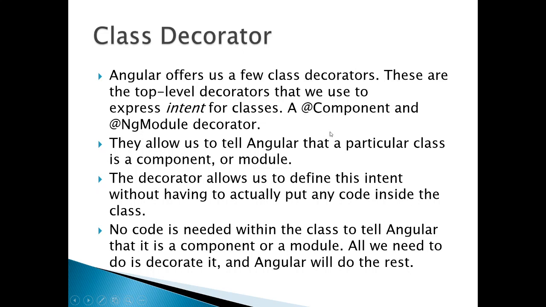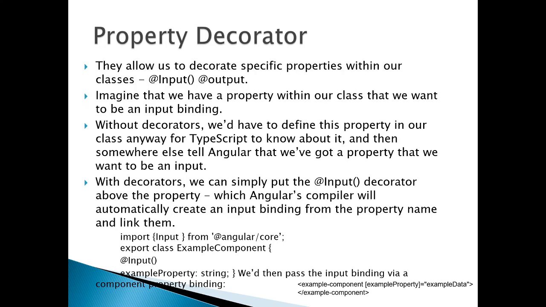@NgComponent is used with any component class, and @NgModule is used with the module type of class. They allow us to tell Angular that a particular class is a component or a module. The decorator allows us to define this intent without having to actually put any code inside the class. So we haven't written anything in the class, but we told Angular that these are the components, these are the modules. So we have already differentiated between these classes using the decorators. No code is needed within the class to tell Angular that it is a component or a module. All we need to do is to decorate it with the relevant decorator.